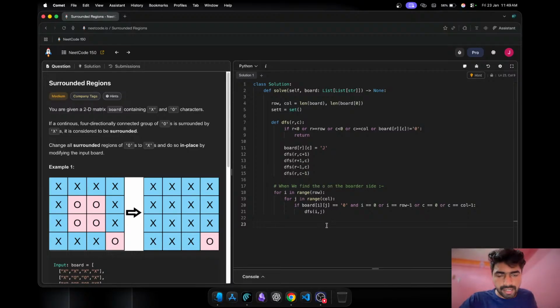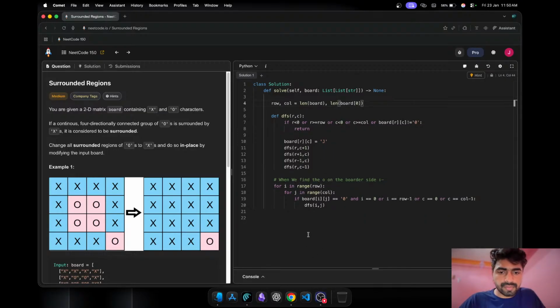Yeah, we are going right, I think. I don't know why I need this set. Let's remove it because we don't need the set. The reason is we are not going back for the X, because we have converted these borders into J. That's why.